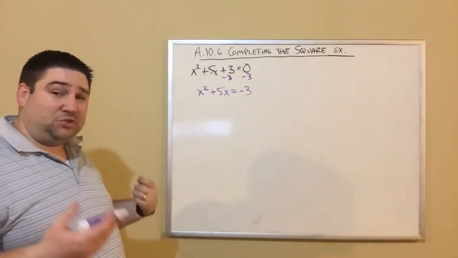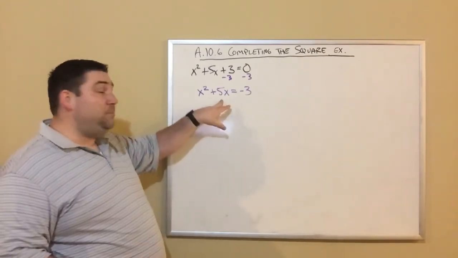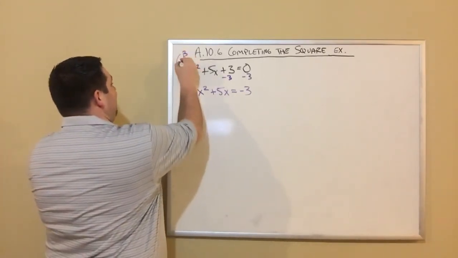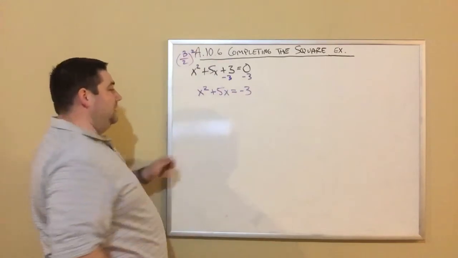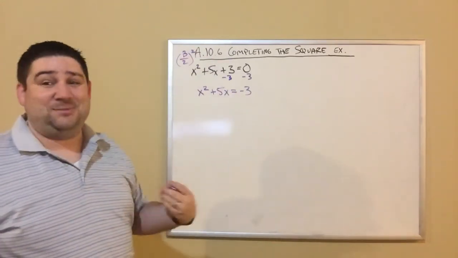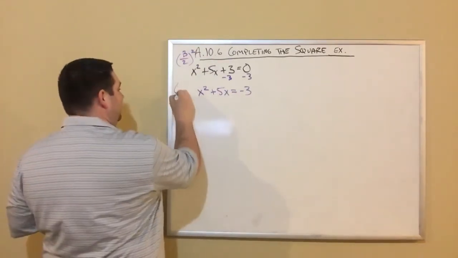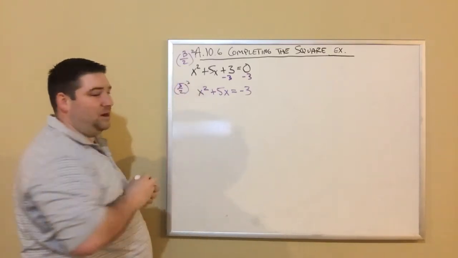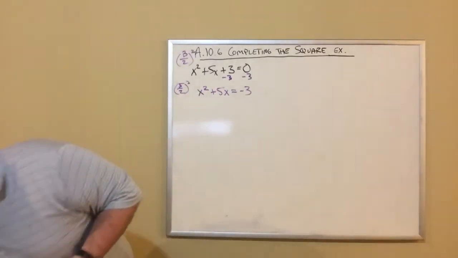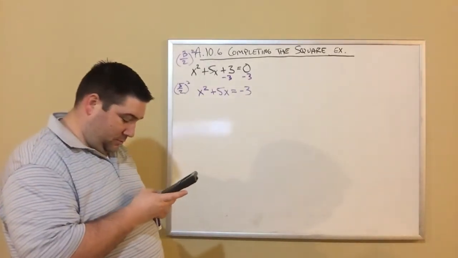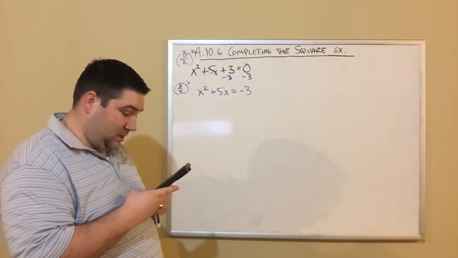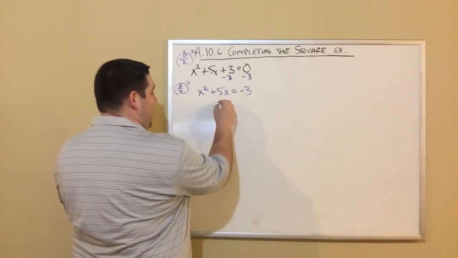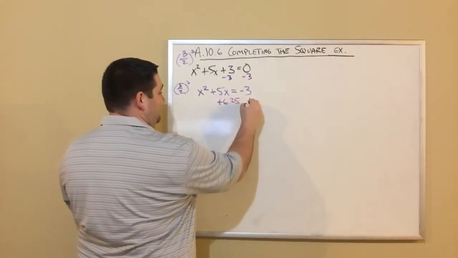This one's a little trickier because when I look at my b term, the 5, remember, you're going to take the b, divide it by 2, and then square it. The problem with 5 divided by 2 is that's a decimal, that's 2.5, but you've still got to do it. So 5 divided by 2 is 2.5, and then I square it. 2.5 squared is 6.25. And that is what we have to add to both sides.